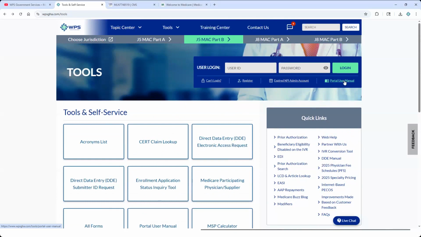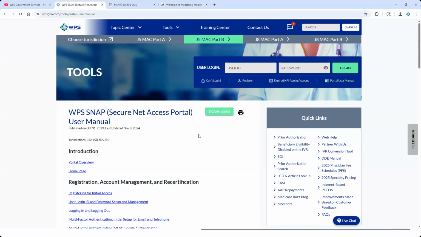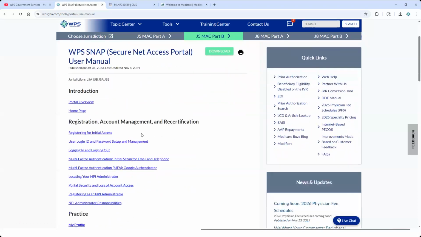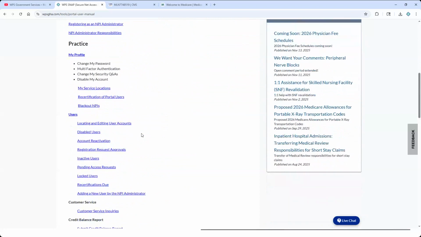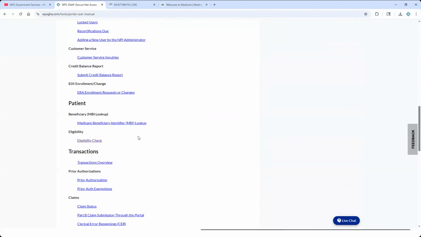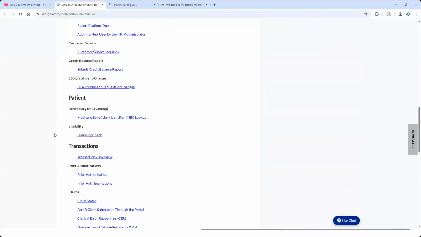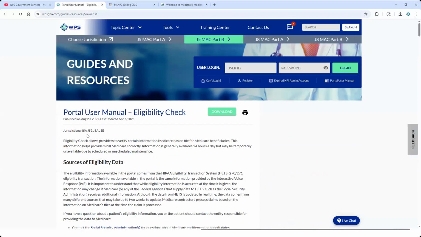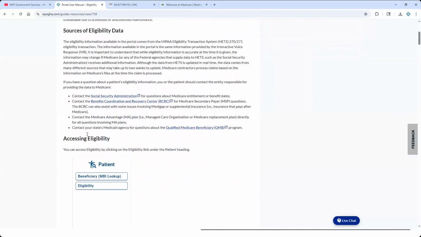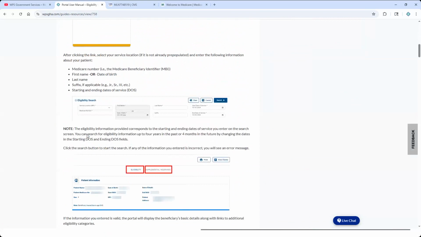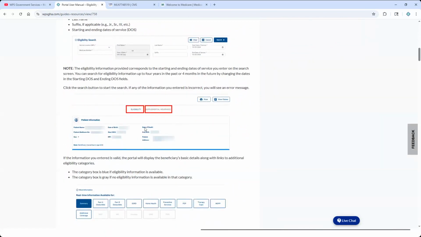Using the portal user manual, this will give you all of the instructions for what you want to do. I think the problem when you're looking at this area is you're not familiar with where the Medicare Secondary Payer information is, because if you go down, you won't find anything that says Medicare Secondary Payer. On the other hand, if you stop under patient and go to eligibility, in the eligibility section, this is where you're going to find the information you need. If you scroll down, it'll walk you through, and you're going to enter all your eligibility information.